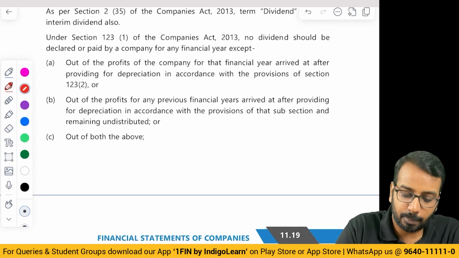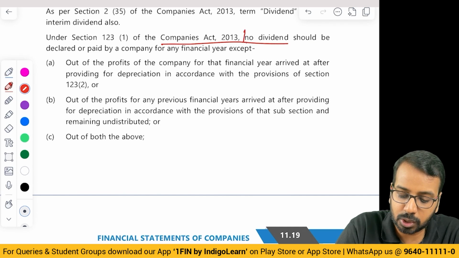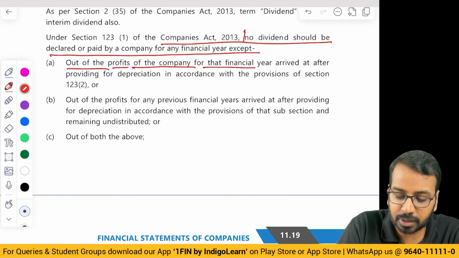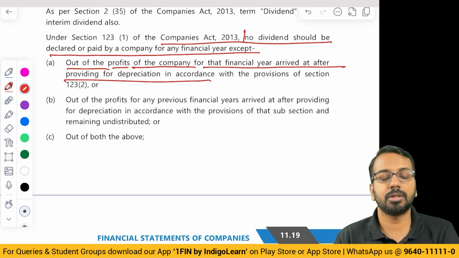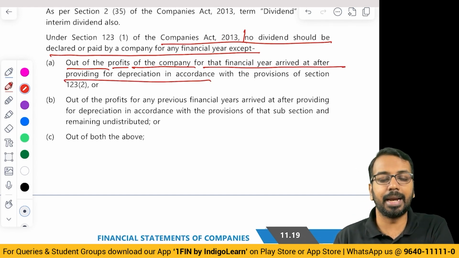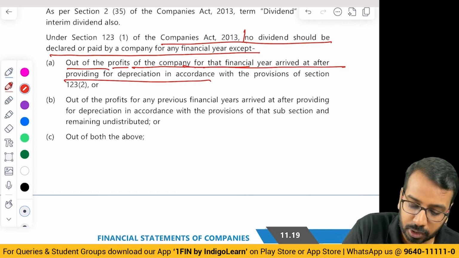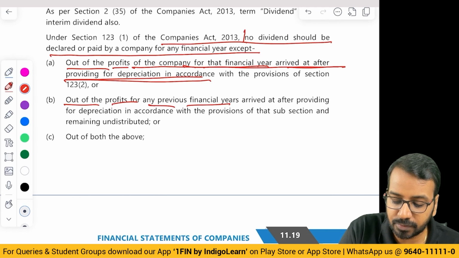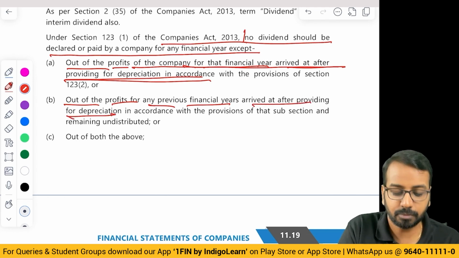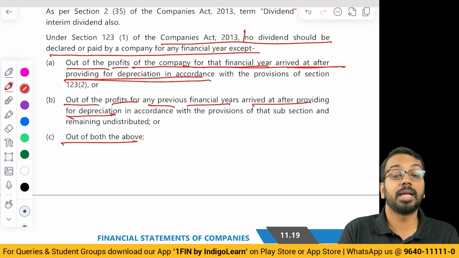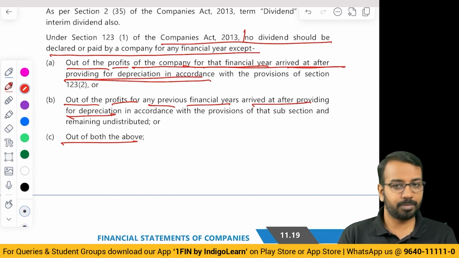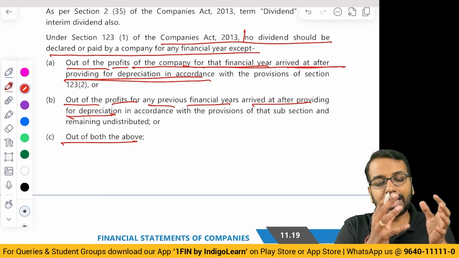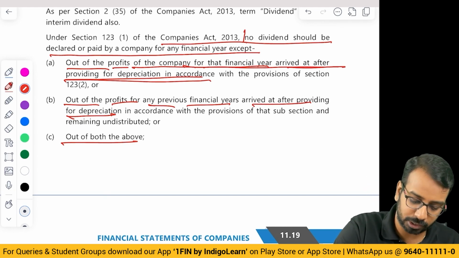While paying dividends, we have to comply with the provisions of the Companies Act, which says no dividend should be declared or paid by a company except out of the profits of the company for that year arrived at after providing for depreciation. So you can pay dividend from profits for the financial year arrived at after depreciation, out of profits for any previous financial year arrived at after providing for depreciation, or both. So it means I can pay dividends from the current year P&L balance or previous period P&L balance. From whatever profit is there, from that accumulated profit, I can pay dividends. So this is the first thing.